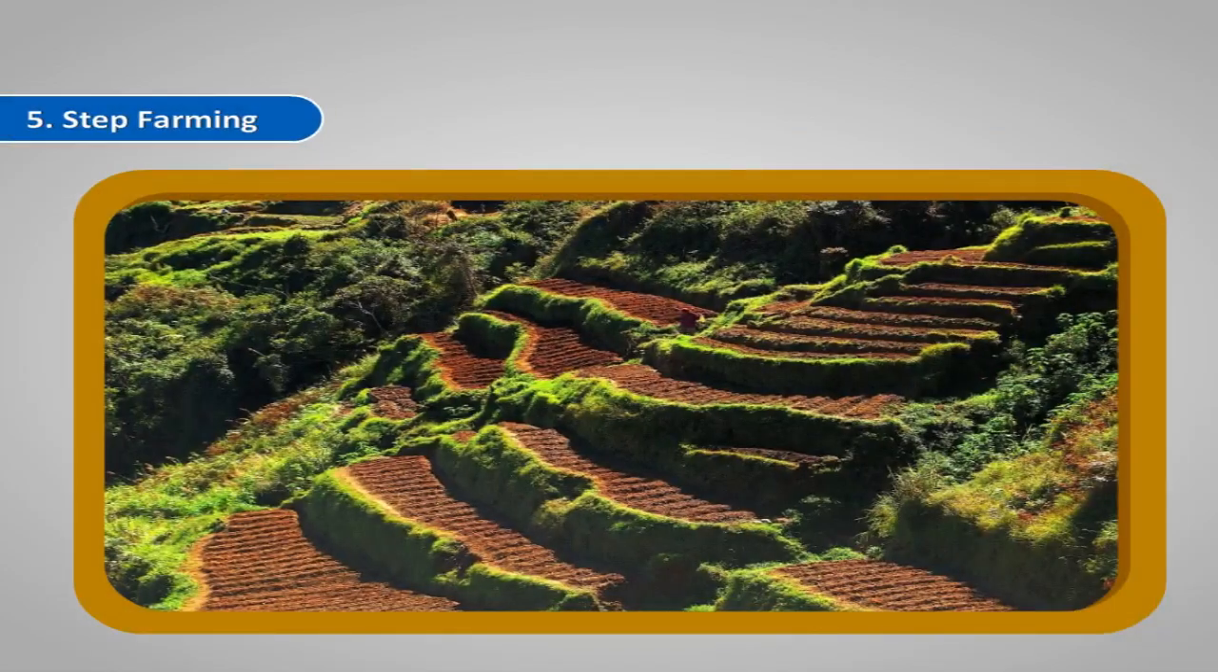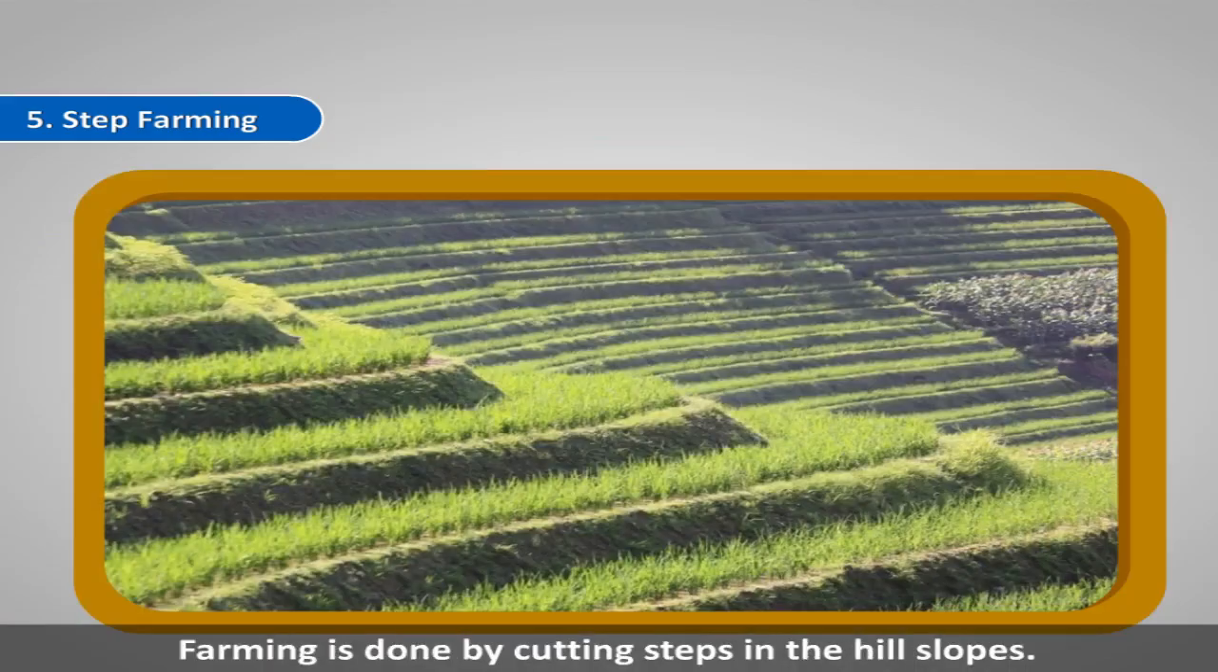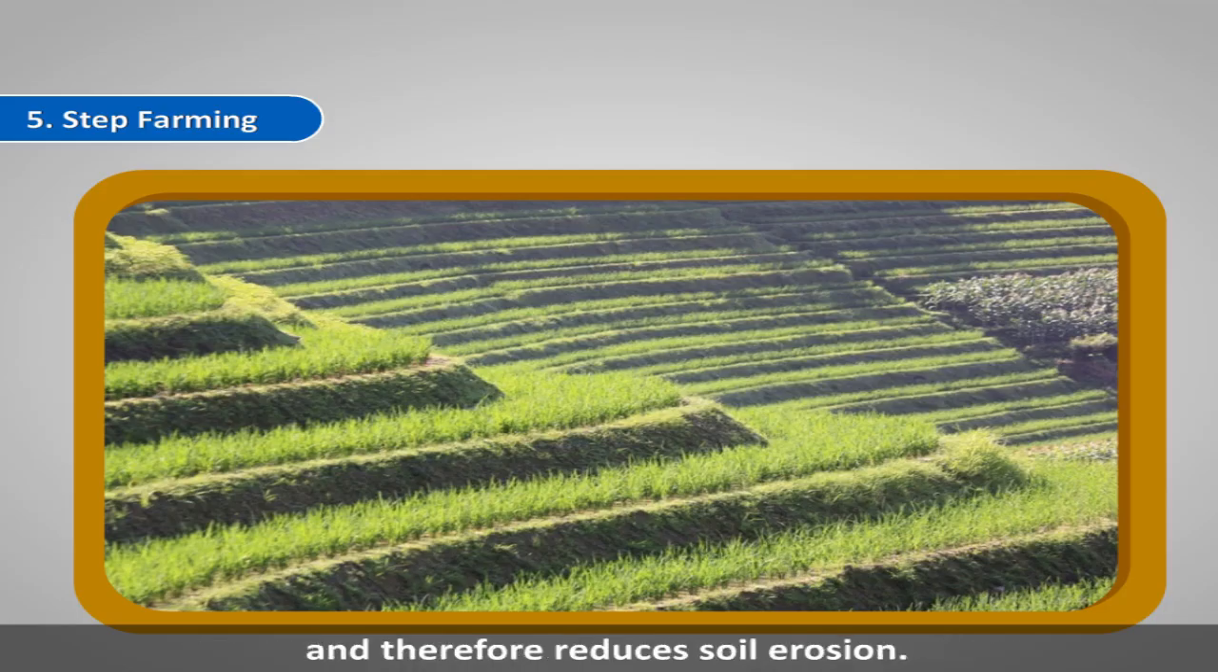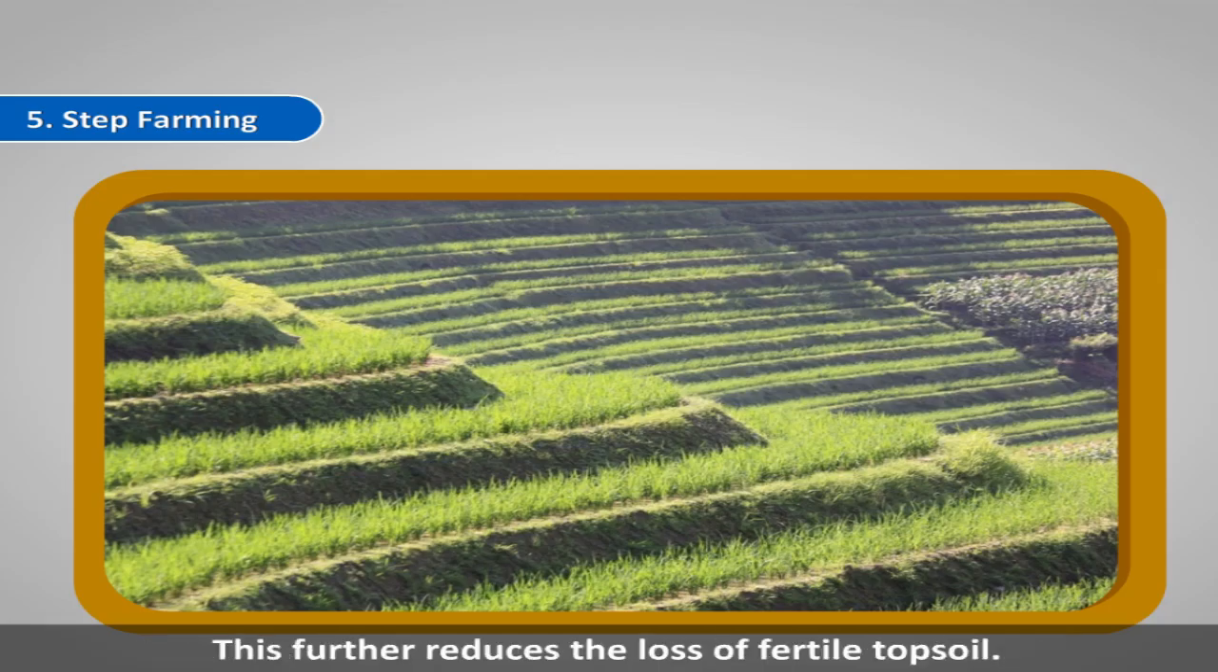5. Step farming. On hill slopes, the flow of rainwater is very rapid. It carries away a lot of fertile topsoil. Farming is done by cutting steps in the hill slopes. This method is called terrace or step farming. This reduces the speed of water as it flows down and therefore reduces soil erosion. Also, the soil eroded from one step is deposited on the next step. This further reduces loss of fertile topsoil.